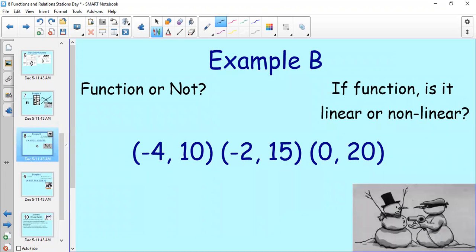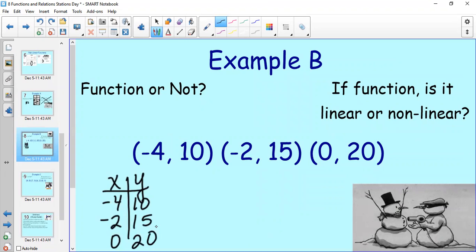All right, is this a function or not? Well, I'm going to turn this into a t-table because it's easier for me to look at. So -4, 10, -2, 15, and 0, 20. So is it a function? Do any of the domains or the x's repeat? No, they don't. So I know it's a function.